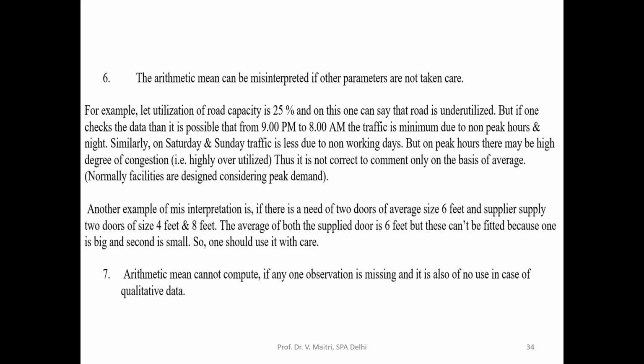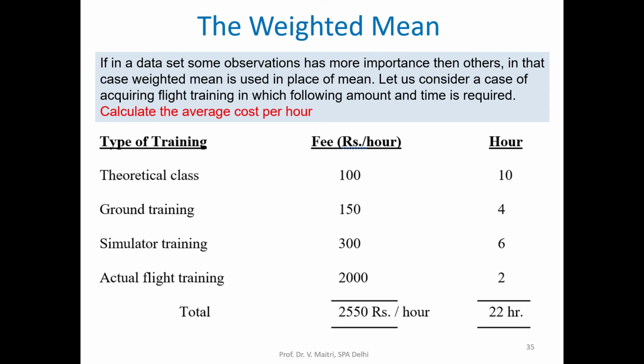The next one is, arithmetic mean cannot be computed if one observation is missing. And for qualitative data, it is of no use. We cannot use it for qualitative data. If any one observation is missing, or if there are open-end classes, we can't compute it like this. So this is another property of arithmetic mean.